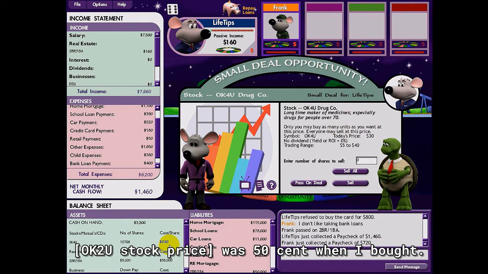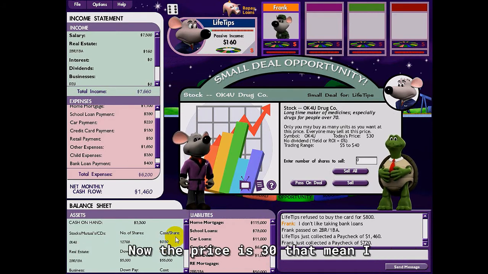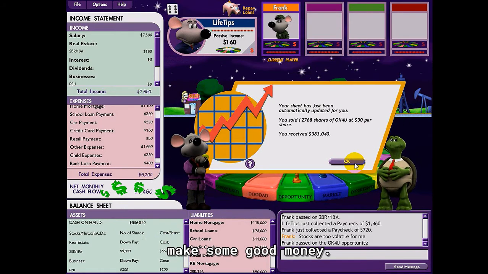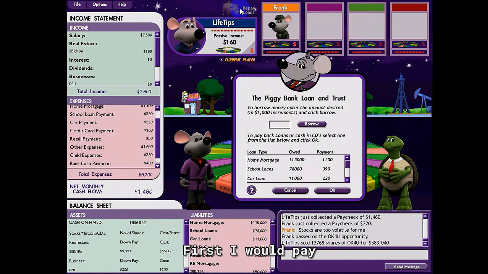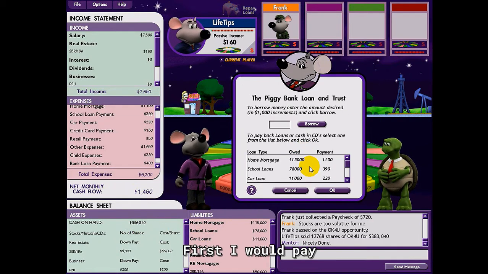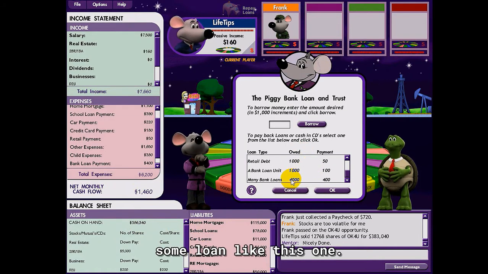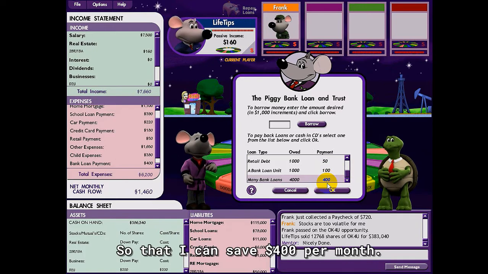Okay, the stock that I bought at 50 cents, now the price is 30. That means I make some good money. So what would I do? Well, first I would repay some loans. Like this one, 4k. I would save $400 per month. Many bank loans.